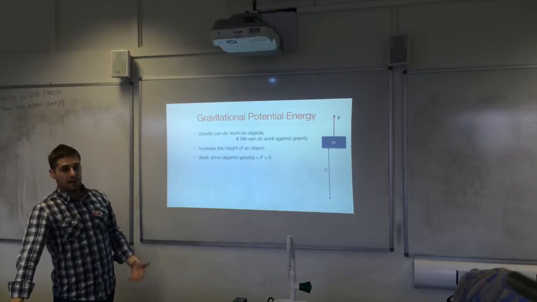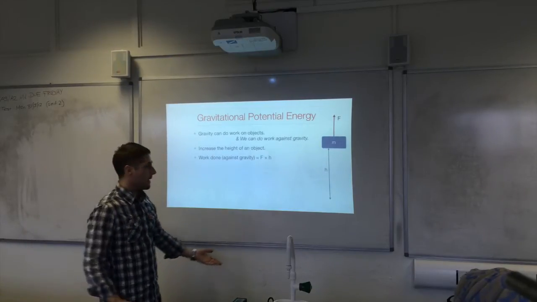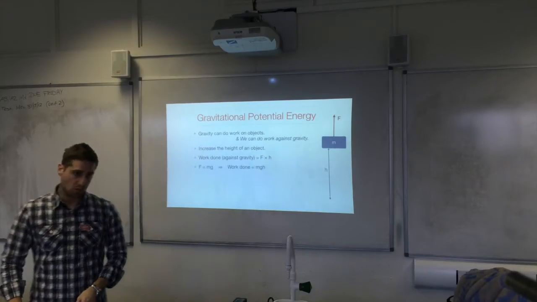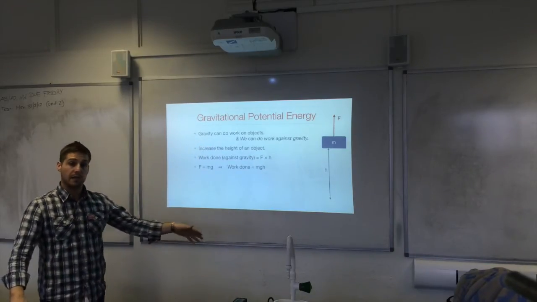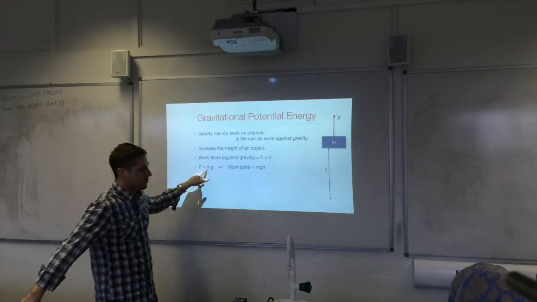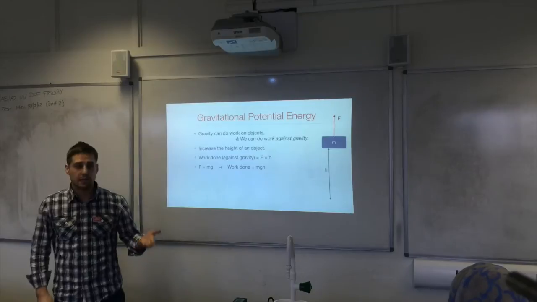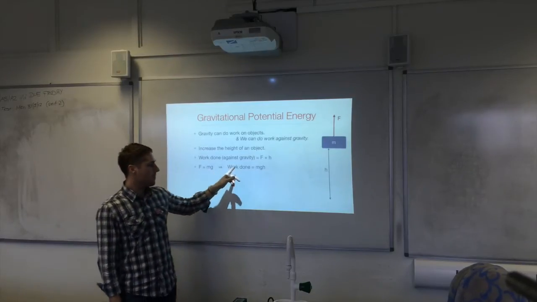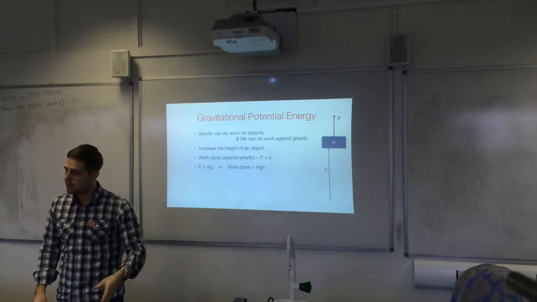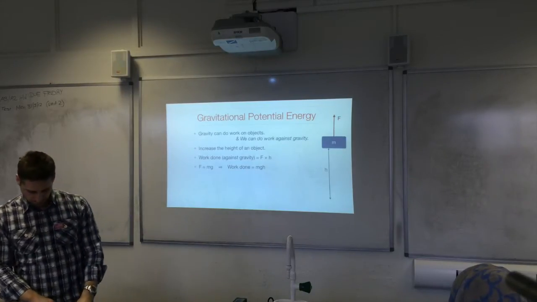The work that I did against gravity in moving that object height h is force times h, so it's the force F multiplied by h. Now the force was equal to mg, it's equal to the weight. So therefore, the work done against gravity was mgh, and that's where the equation comes from.